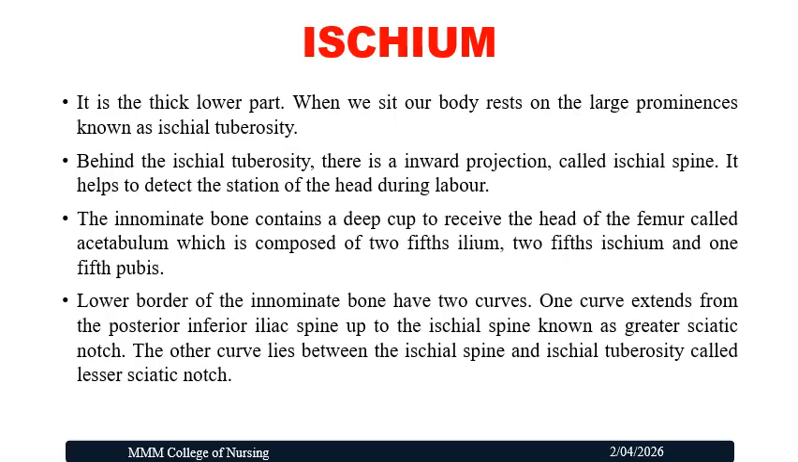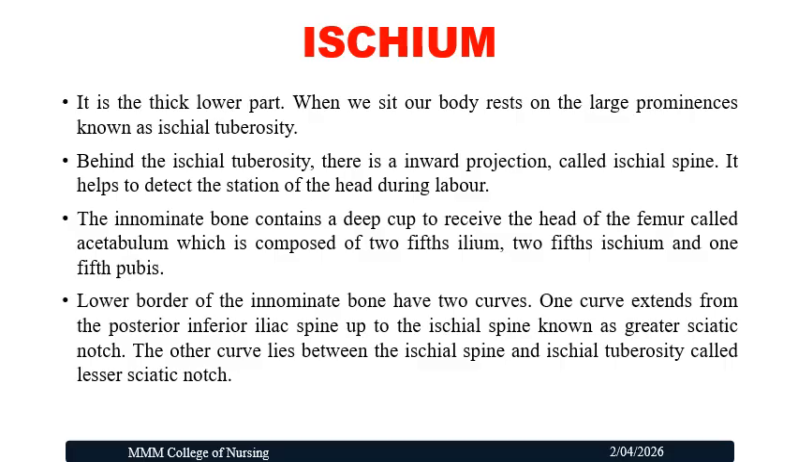Next part is the ischium. I told you earlier, this innominate bone consists of ilium, ischium and pubis. First we have discussed the ilium. This is the second one, ischium. Ischium is the thickest bone, the lower middle part. When we sit, our body rests on the bone called ischial tuberosity. Behind the ischial tuberosity, there is an inward projection called ischial spine.